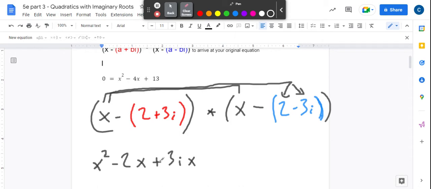Before we start panicking here, let's just finish this problem out. So we distributed this x through both of these things. Now we got to distribute the 2 plus 3i into these things. We have a negative 2 right here multiplying by this x, so that'll be minus 2x. And we have a negative 3i distributing through this x, so that's going to be minus 3ix.